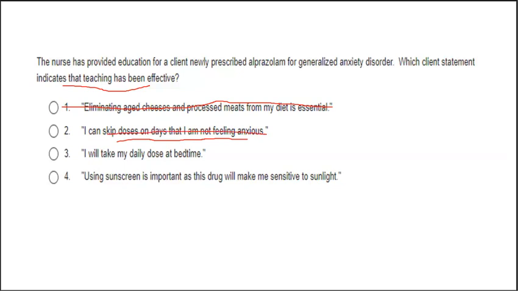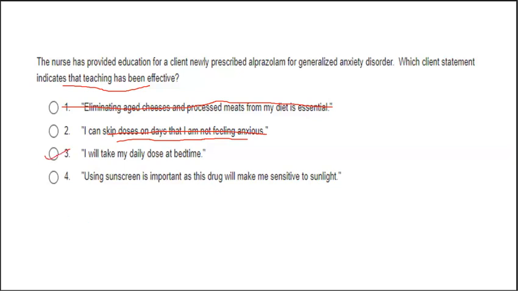I will take my daily dose at bedtime. Okay, so we said benzodiazepines like your alprazolam, which is your Xanax, your lorazepam, which is your Ativan, our clonazepam, diazepam. These are your benzodiazepines. They are commonly used for anxiety problems. Again, it may cause sedation, which can interfere with your daytime activities. So giving the dose at bedtime would also help the patient to sleep well. So this shows teaching has been effective.